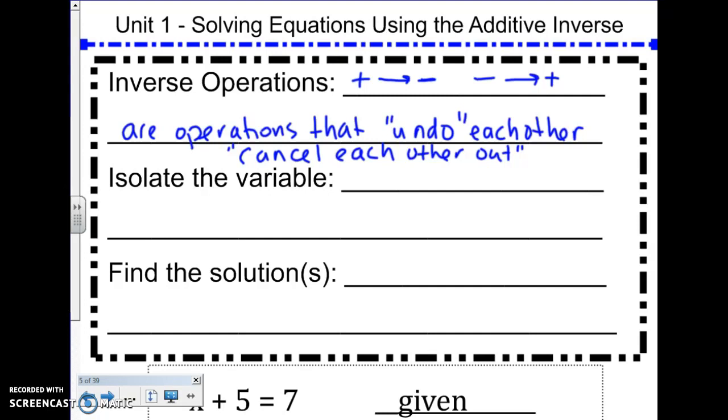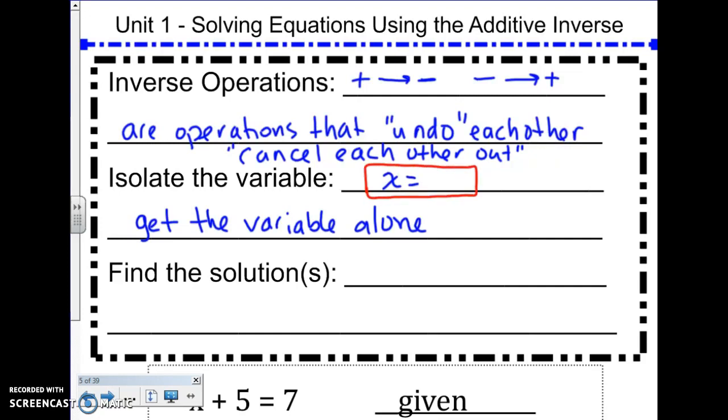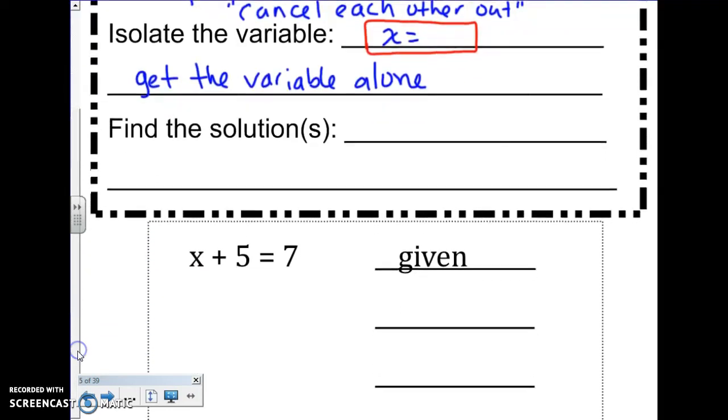If you've ever heard the word isolation used before, hopefully you've noticed that it means to get alone or to put someone away from everybody else. And that's really what this means with a variable. If we're going to isolate the variable, it means get the variable alone. And what this looks like is x equals. There's nothing being added to x. There's nothing else being multiplied on x. It's just an x equals something equation. And then find the solutions is really what we're doing when we're asking you to solve.